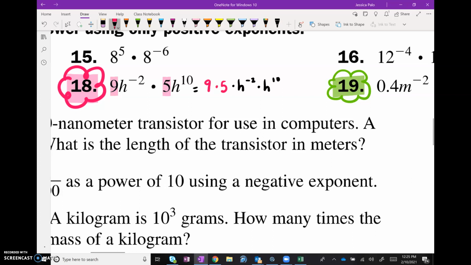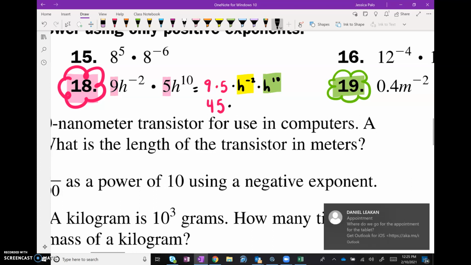Now we are going to simplify our coefficients. What is 9 times 5? Well, that is 45. Now you can use the product of powers property to simplify those exponents.